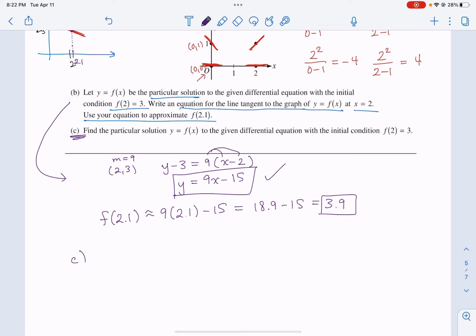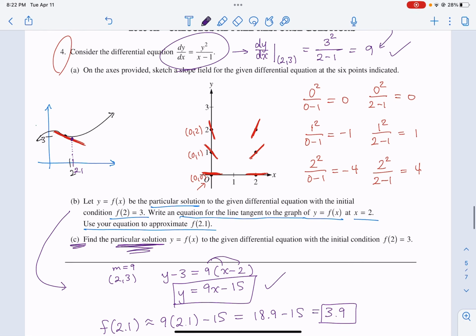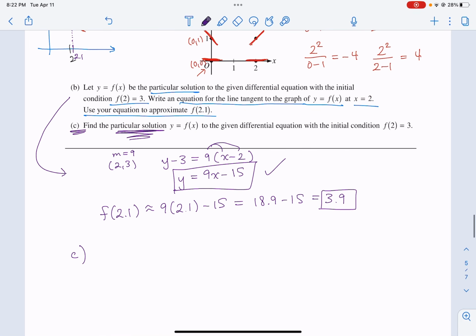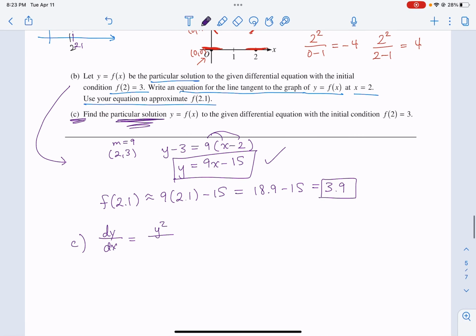And then part C, this is where we actually solve for the true particular solution. And once we get the answer, you're going to see why you might want to make an approximation of it. It's kind of complicated. Now, let's go ahead and rewrite the differential equation. So dy over dx equals y squared over x minus 1.